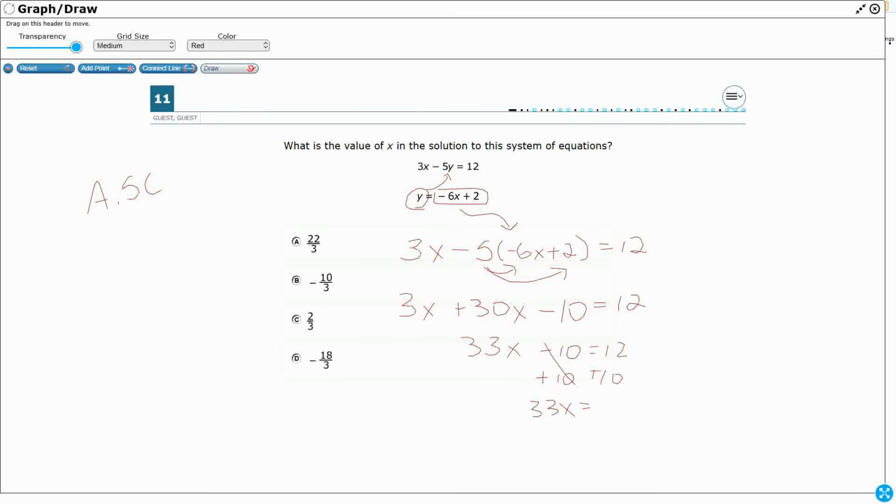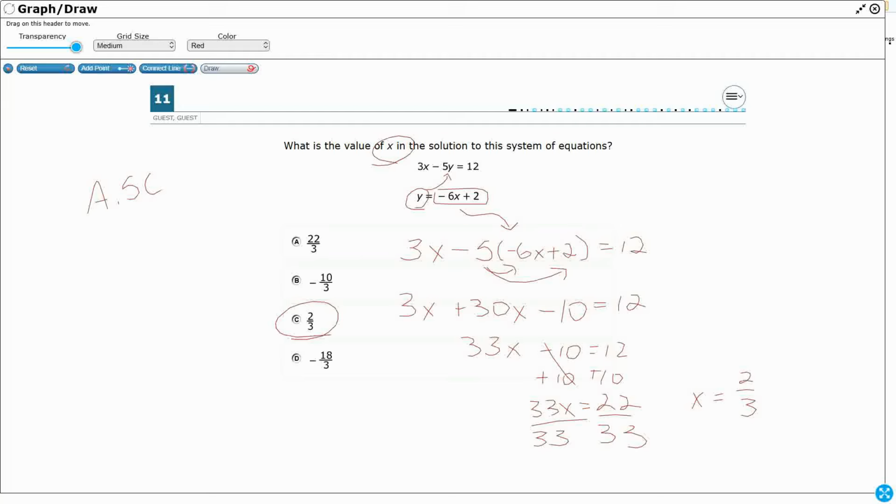Okay, so that's going to be 33x equals 22, divided by 33. You get x equals 22 over 33, but that simplifies to 2/3. And so we just need the value of x, and that is our answer.